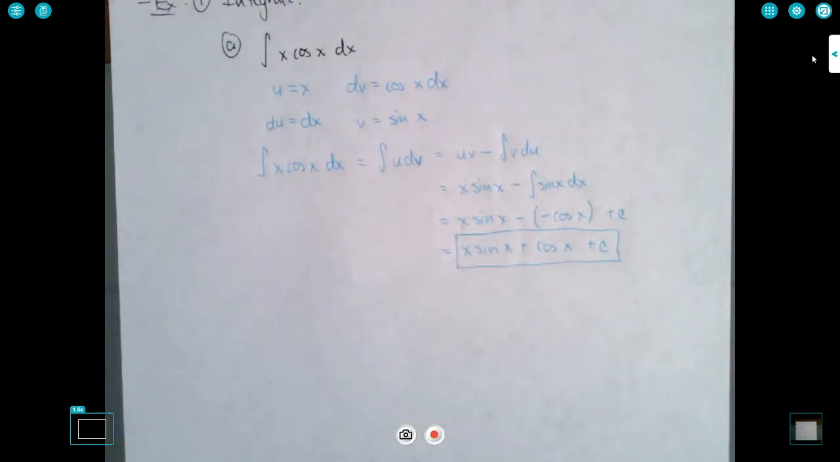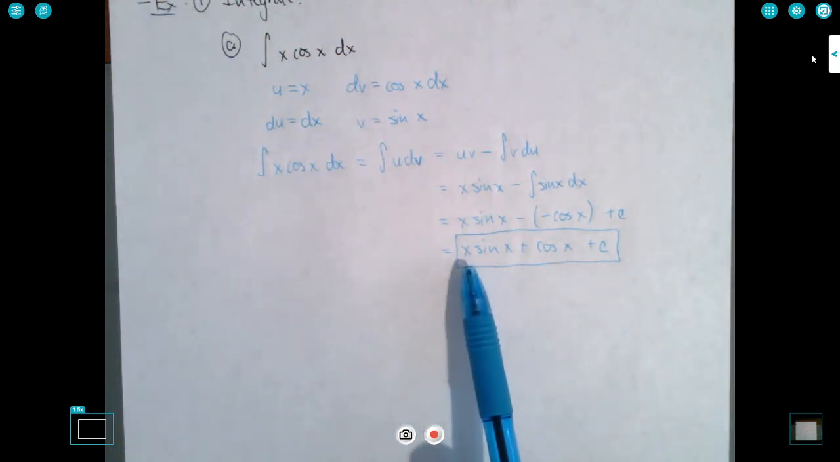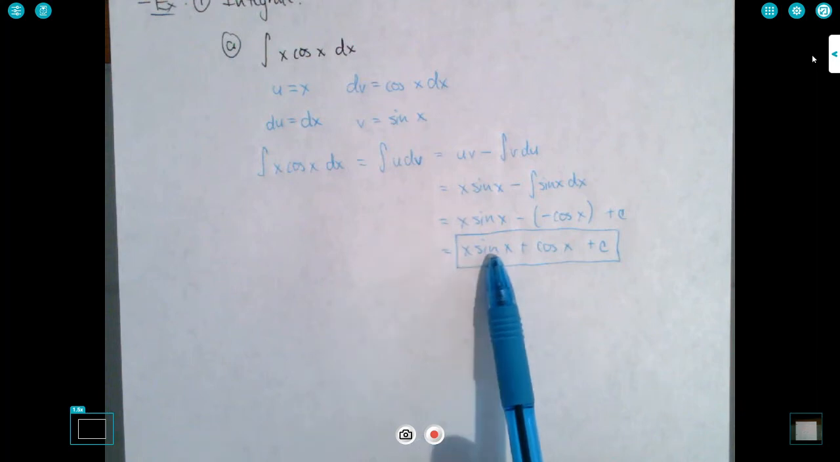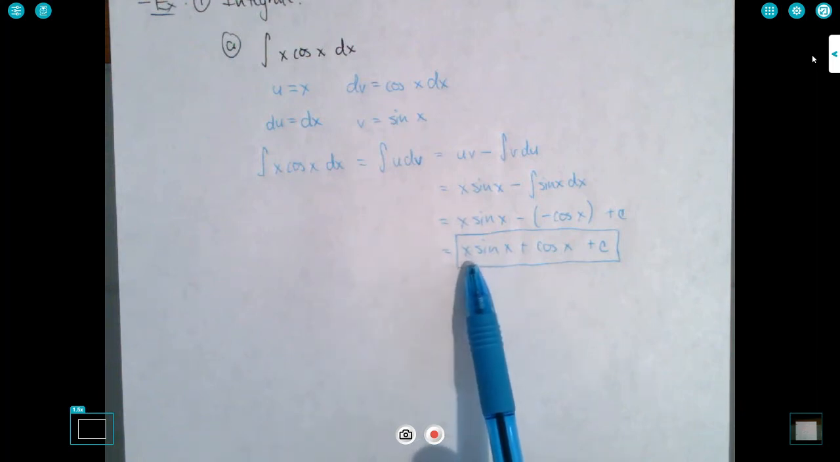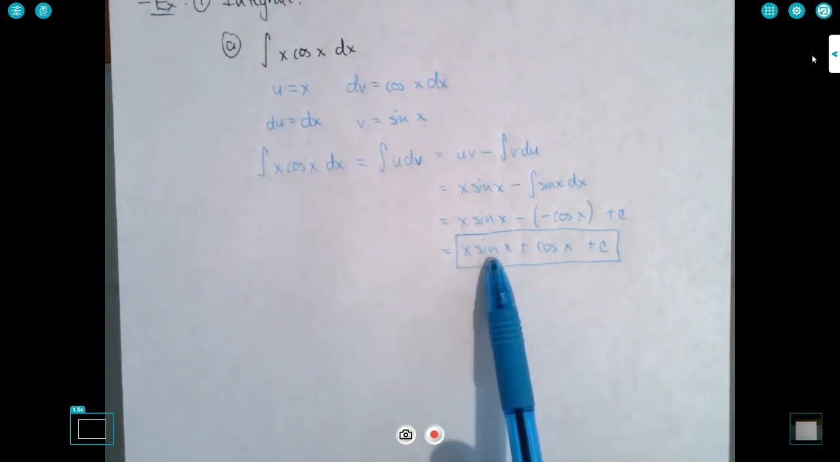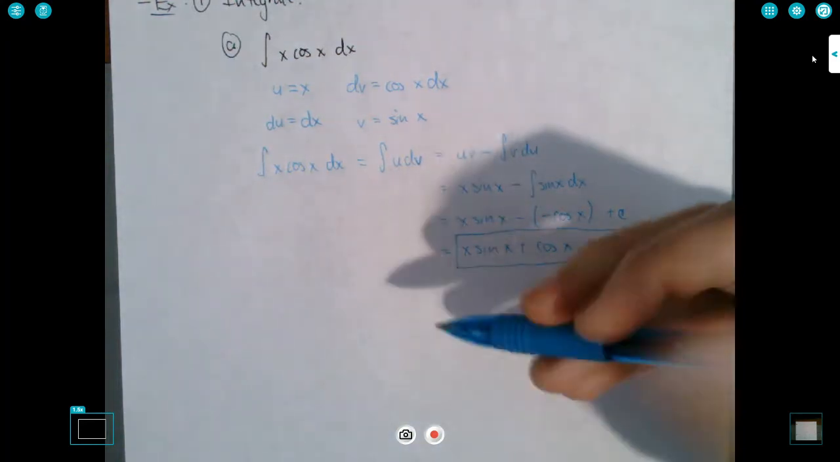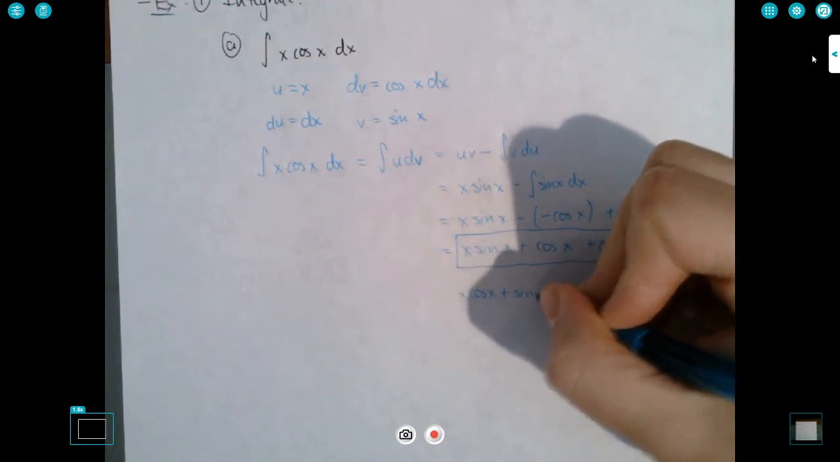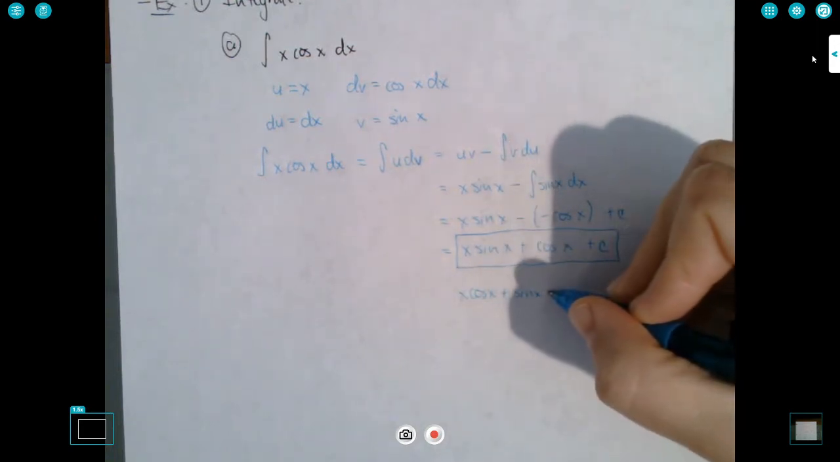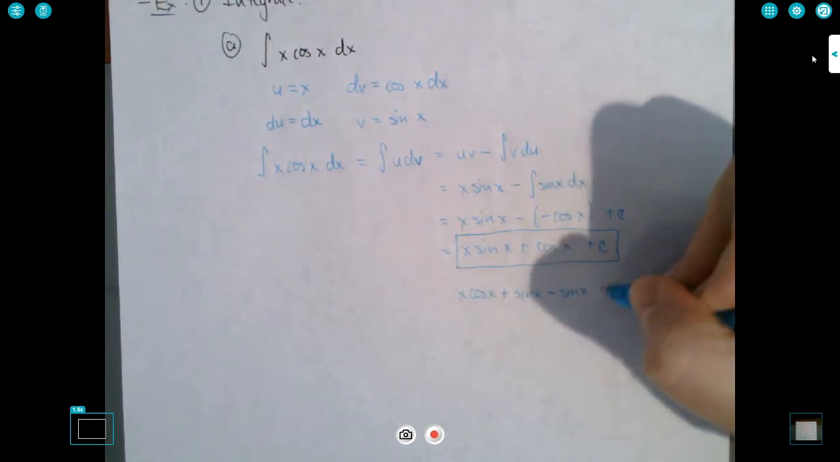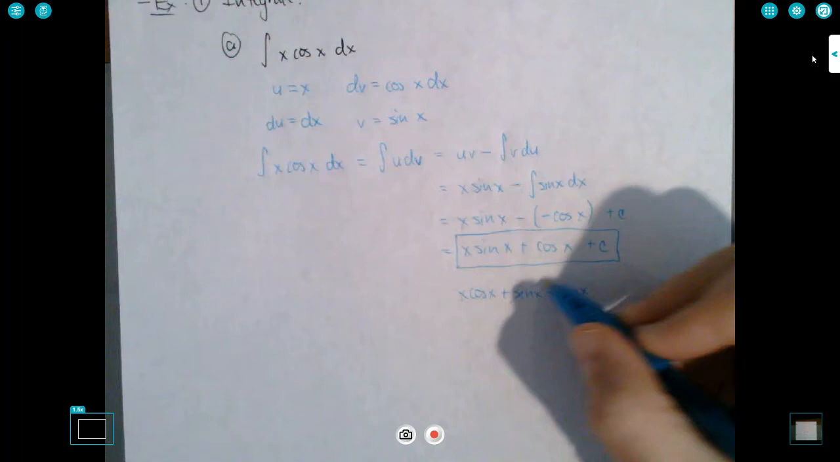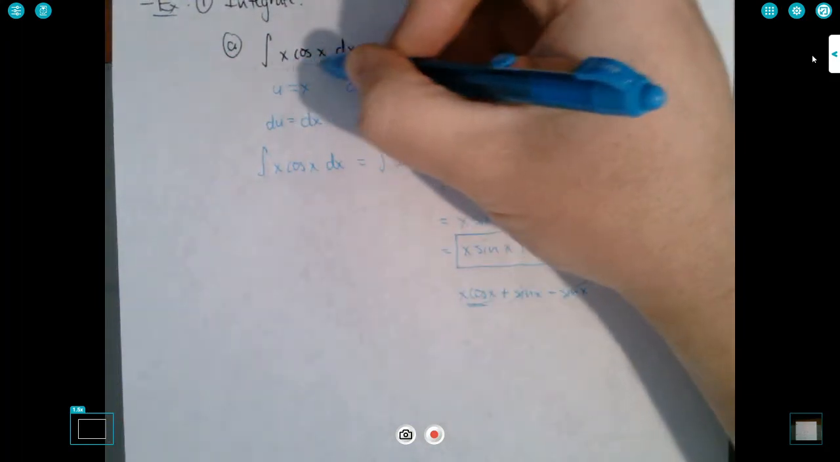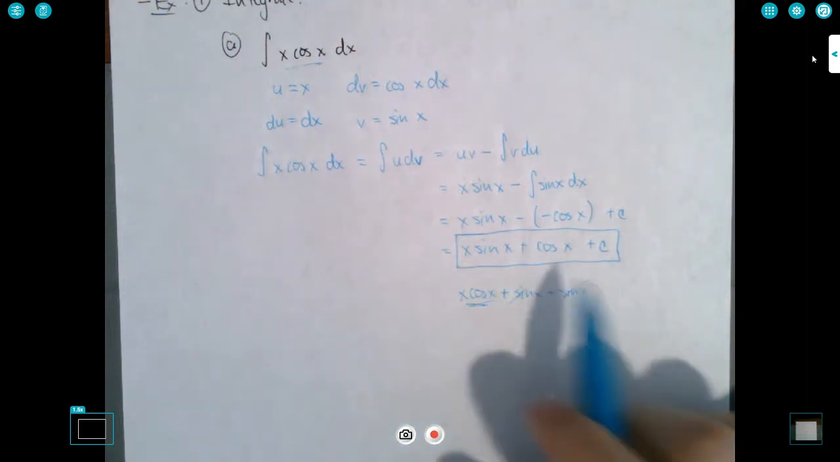Okay? Now, you can verify this by differentiating, right? If I differentiate this, I'm going to get x times cosine x plus 1 times sine x. So I get x cosine x plus sine x, and then the cosine x, its derivative is negative sine x, and the derivative of the constant is just going to be 0. And sure enough, those are gone, and boom, you've got x cosine x, just like what you started with. So this thing works out, right?